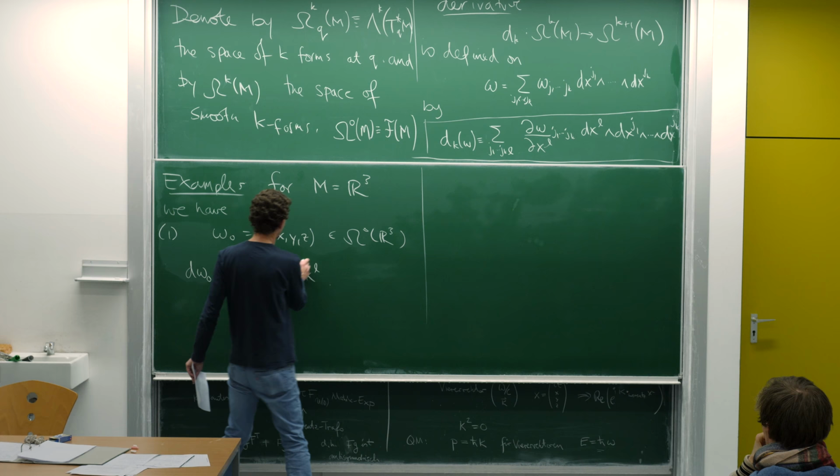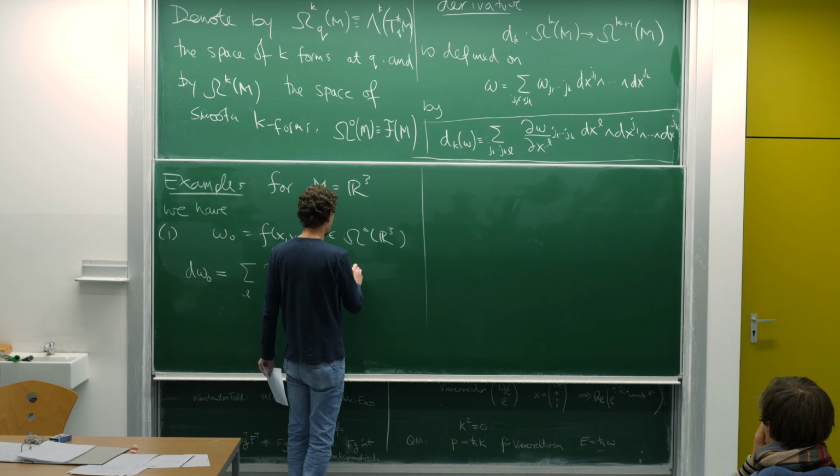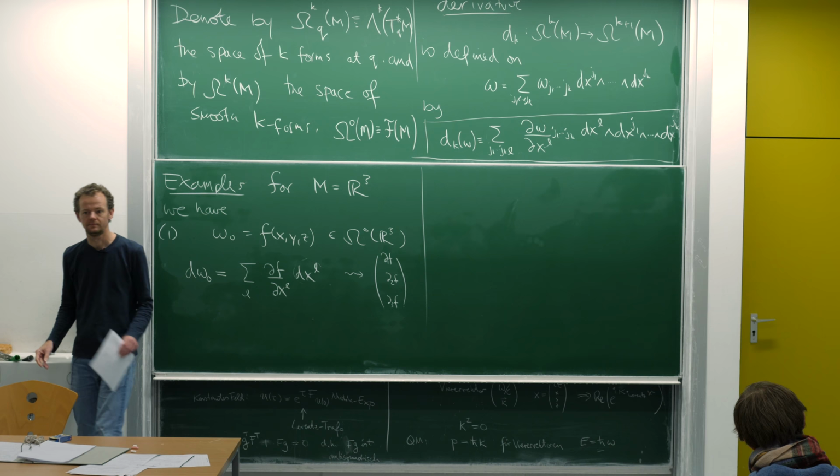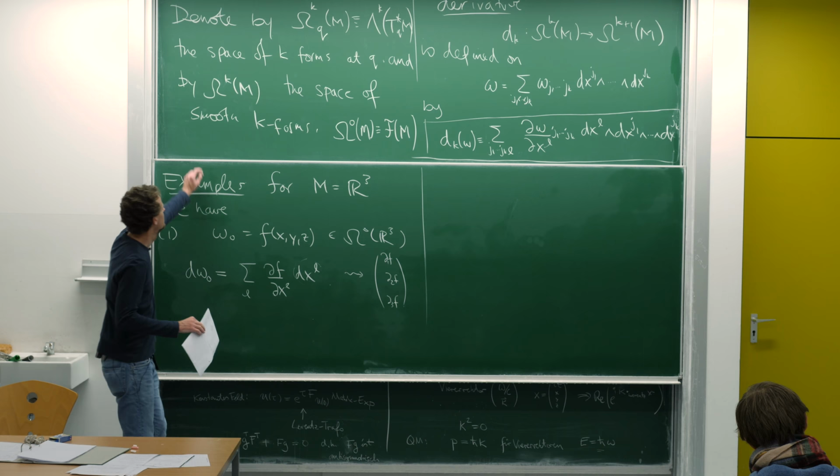Because these are three linearly independent vectors here, we could just have lined up the coefficients in terms of these three vectors, like so. Pretty cool, the exterior derivative is like grad. Or does it have other forms? Indeed it does.